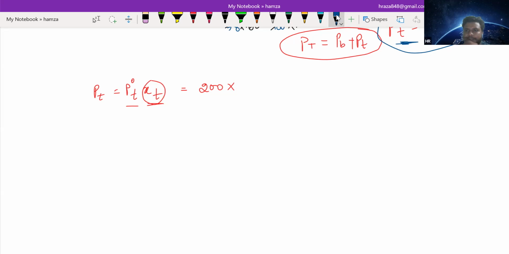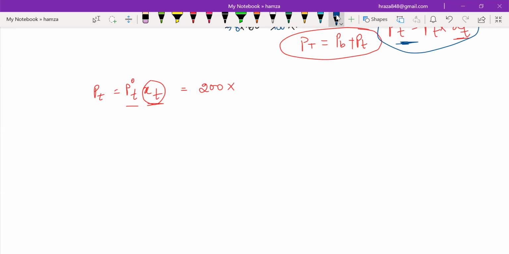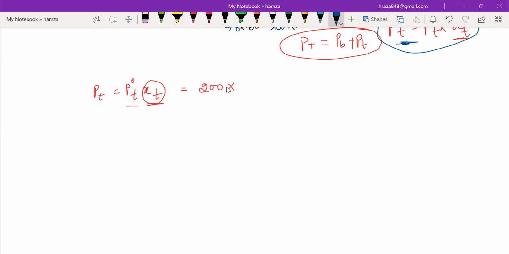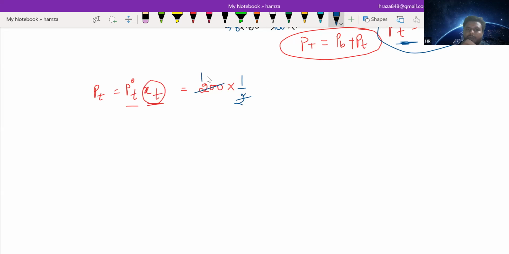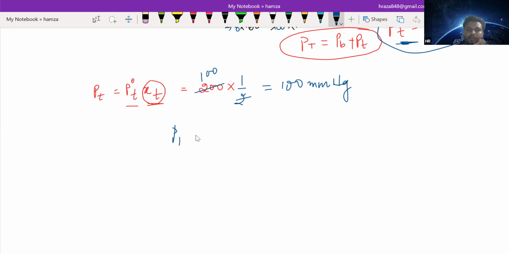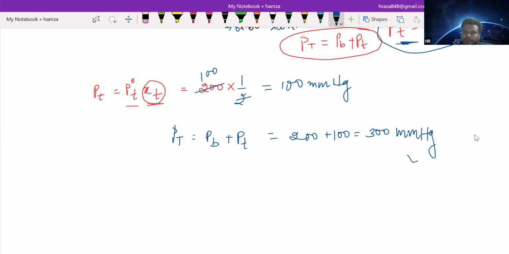Hamza, yes, sir. So what is the value of 1 by 2, 0.5. Yeah, 1 by 2. So it will be 100. Yes. And now you are going to talk about PT, total pressure. That will be equal to partial pressure of benzene plus partial pressure of toluene. So partial pressure of benzene, I just calculated 200 and partial pressure of toluene, that is 100. So it will be 300 mmHg. This is our third part's answer. Okay.